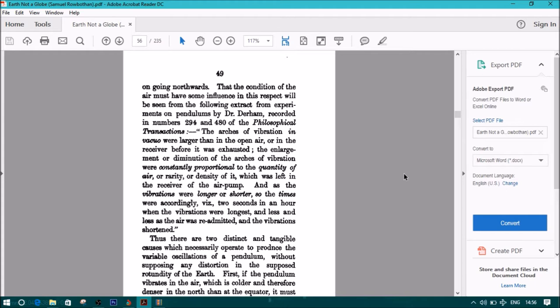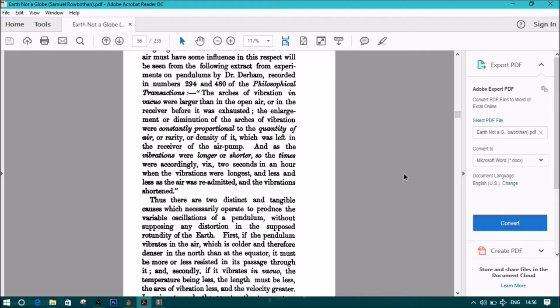That the condition of the air must have some influence in this respect will be seen from the following extract from Experiments on Pendulums by Dr. Durham, recorded in numbers 294 and 480 of the Philosophical Transactions. Quote, the arcs of vibration in vacuo were larger than in the open air, or in the receiver before it was exhausted. The enlargement or diminution of the arches of vibration were constantly proportional to the quantity of air, or rarity or density of it, which was left in the receiver of the air pump. And as the vibrations were larger or shorter, so the times were accordingly, viz., 2 seconds in an hour, when the vibrations were longest, and less as the air was readmitted, and the vibrations shortened.